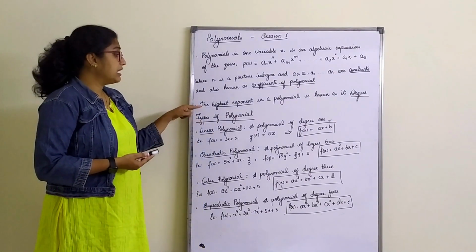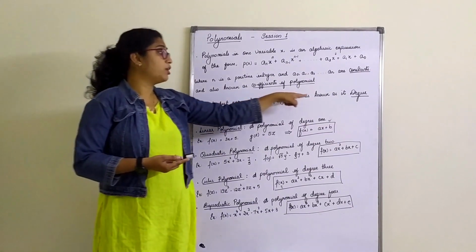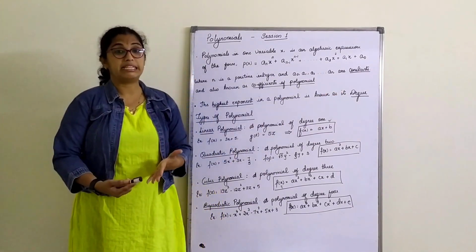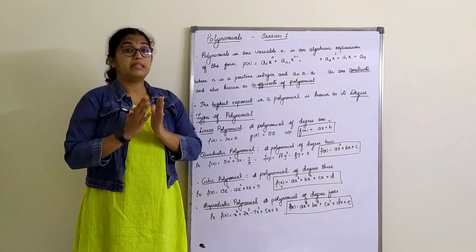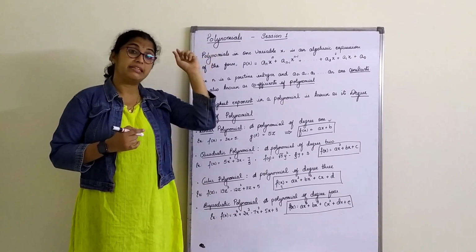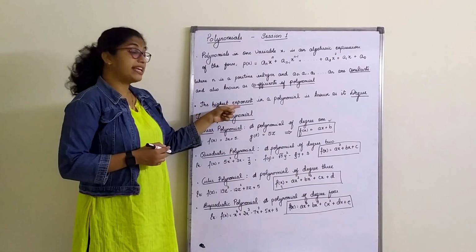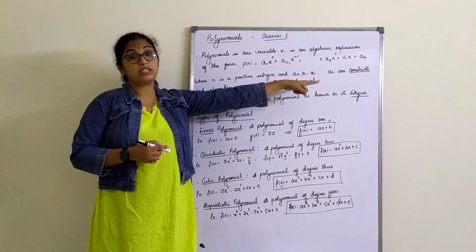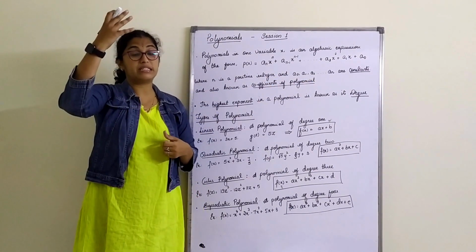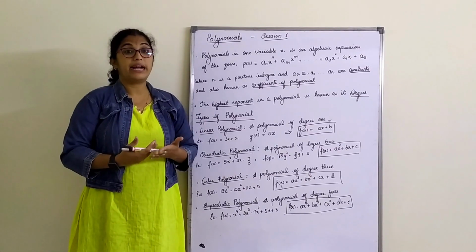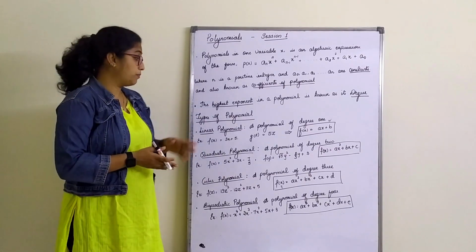We have also known that the highest exponent in a polynomial is known as its degree. So we identify the polynomial by its degree. The highest exponent in the polynomial is known as its degree, and whatever the highest degree is, with that we identify the polynomial.